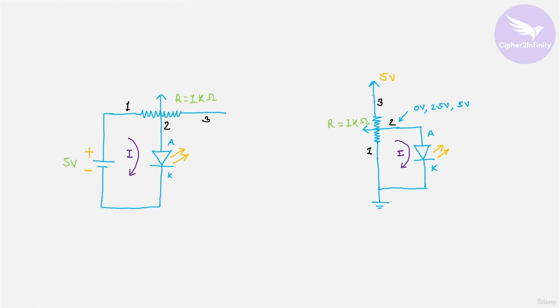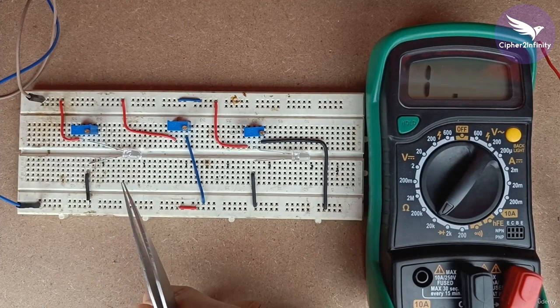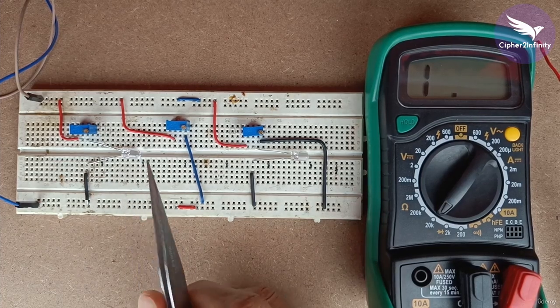This is how, in this circuitry, by varying the voltage at the center point, or by using the potentiometer in voltage divider configuration, we are changing the intensity of the LED. In the earlier configuration, we used the potentiometer in variable resistor mode, and with that we changed the intensity of the LED. And in this configuration, we used the potentiometer as a voltage divider, and with that we also changed the intensity of the LED. Alright, so we are done with the theoretical explanation of the circuitry.